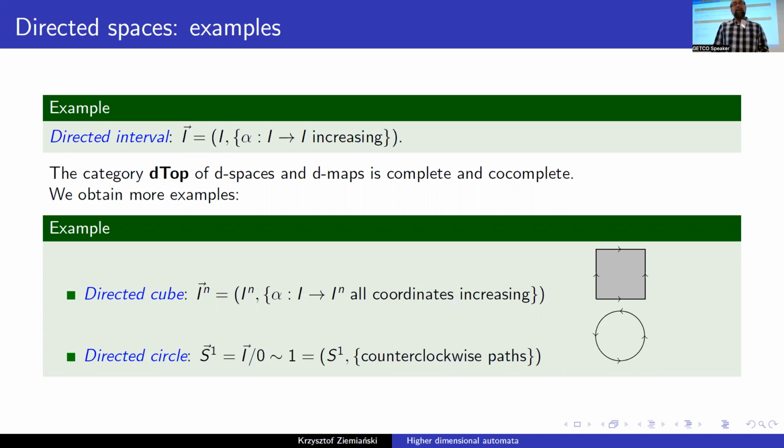You can take, for example, products of intervals, and this way you obtain directed cubes. Or you can identify something in your spaces. For example, you can take an interval and identify endpoints, and what you get is a directed circle. It shows that also loops are allowed in our world. So these are not only partially ordered spaces.